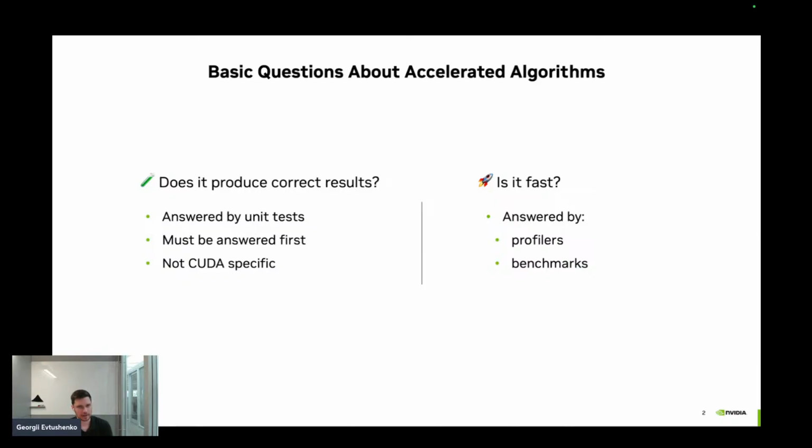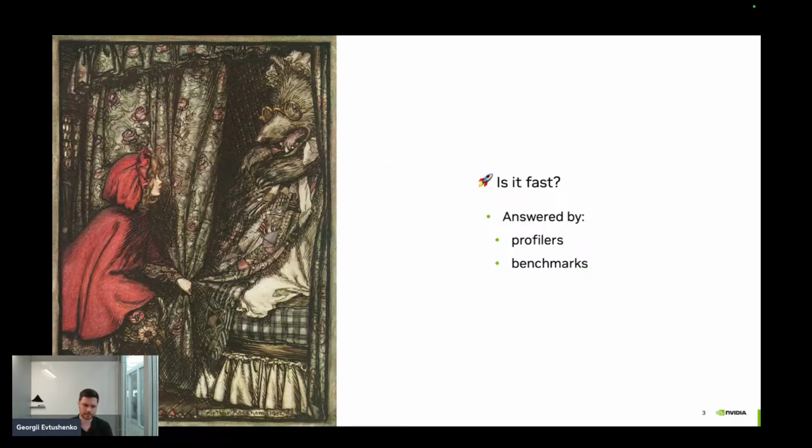Benchmarking is a tool that is needed to answer one of the most basic questions about your CUDA kernels. The first question to ask would be, does your kernel provide correct results? This set of questions is usually answered by unit tests. Once you answer the correctness questions, you can proceed to the question about performance. So, how fast is my kernel? These kinds of questions are usually answered by profilers and benchmarks.